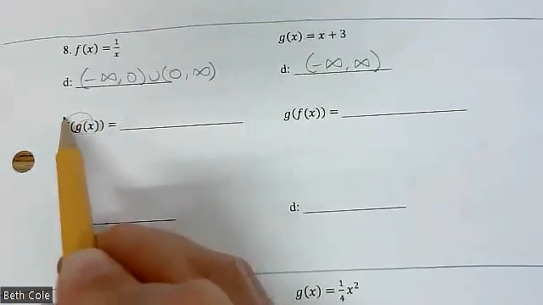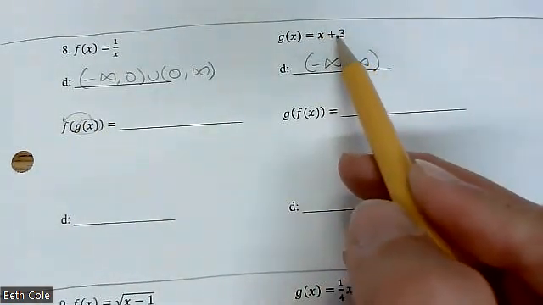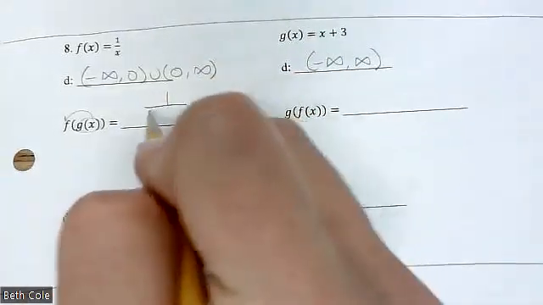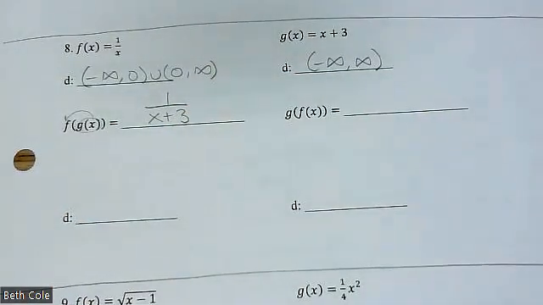So here, G gets plugged into F. This X plus 3 is going to get put in for X. We're going to replace X with X plus 3. That would look like this. There's nothing you can do to that, which is great. We love no work.